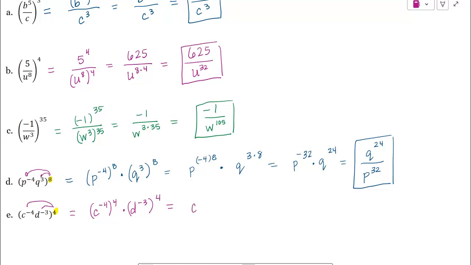So this is c to the -4 times 4. I'm taking those two exponents and multiplying them together. And d to the -3 times 4. Or c to the -16th power times d to the -12th power. Both of these have negative exponents, so we'll write them down in the denominator. C to the 16th, d to the 12th.